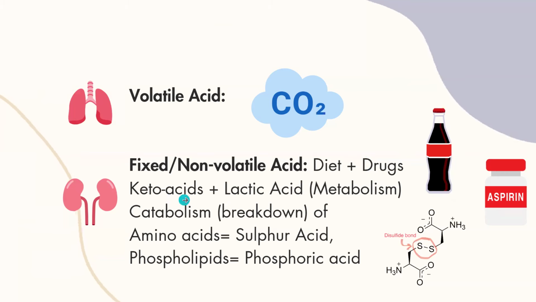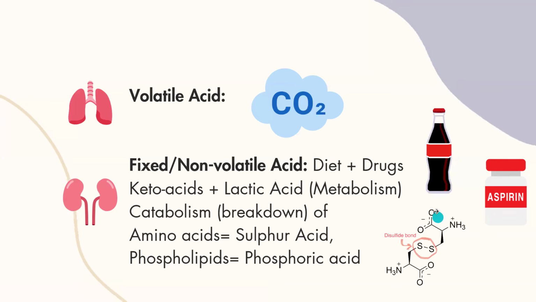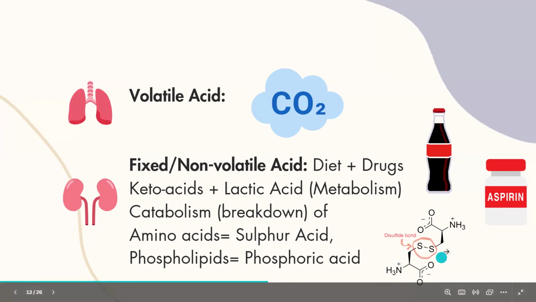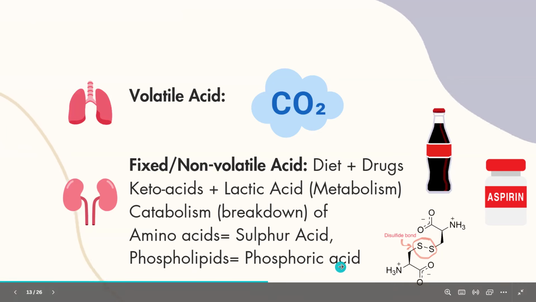Keto acid and lactic acid from metabolism. I won't talk about this because I think it's done in another module. Catabolism or the breakdown of amino acids. Again, this is to do with that module. So I'll quickly explain. Basically, many amino acids can form disulfide bonds, especially cysteine. And so this is just to connect the dots. You guys don't need to memorize this. It's just to connect the dots. Amino acids have these sulfide bonds, and that's where the sulfur is coming from to make sulfuric acid. On the other hand, phospholipids. I think you guys have covered the phospholipid bilayer. And so obviously it has phosphorus, and so that's a source for phosphoric acid.